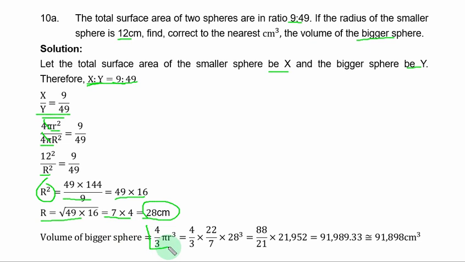Volume of the bigger sphere is this. You simply replace the radius with 28 to the power of 3. If you simplify, you get this. When you multiply and divide, you get this. To the nearest cubic centimeter, you have 91,898 cubic centimeters as the volume of the bigger sphere.